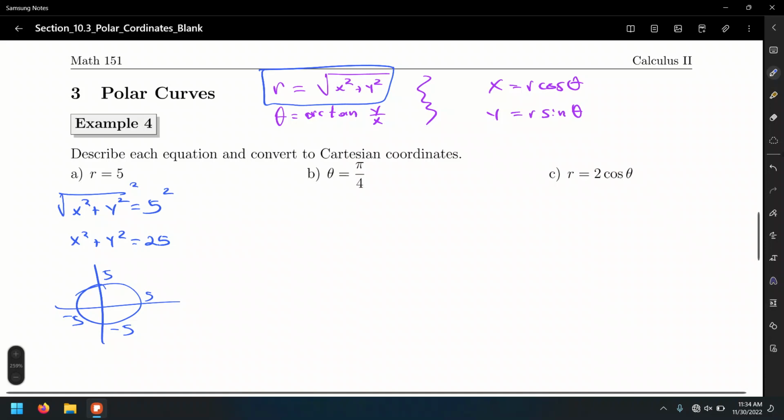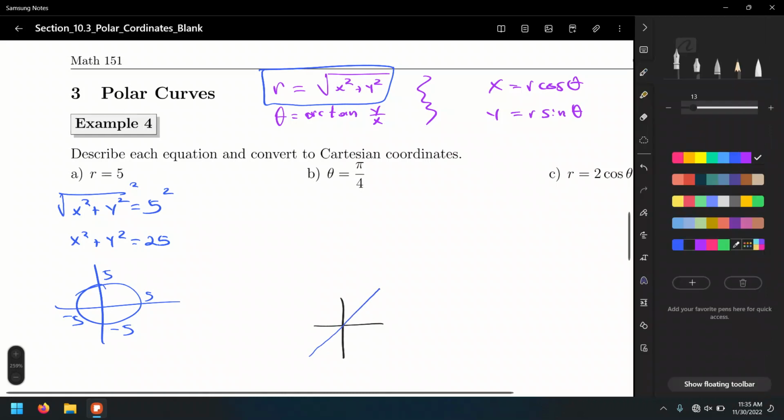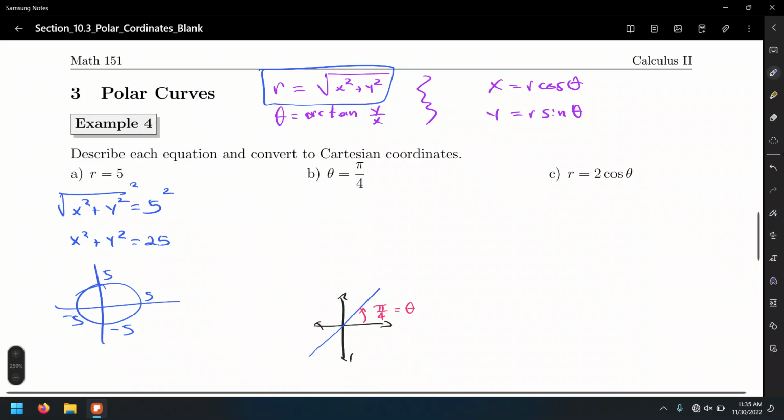In this case, let me do the graph first, and then I'm going to do the algebra. The algebra is going to be a little tricky, but you'll see how that's going to work. So that's going to be the line. And let me write down the angle in this case, which is pi over 4.